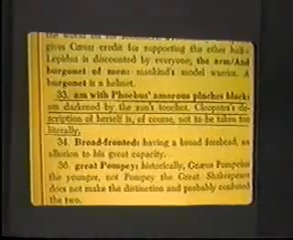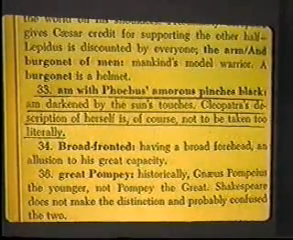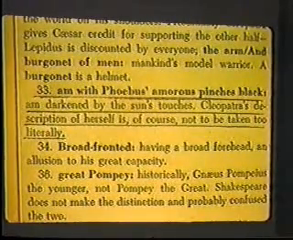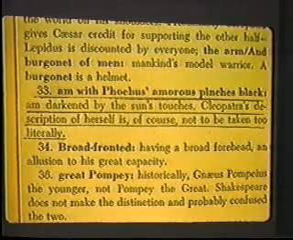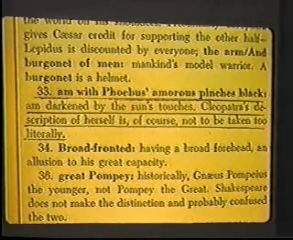Then he couldn't find Shakespeare when Shakespeare wrote in his Antony and Cleopatra, "I am with Phoebus' amorous pinches black. I am darkened by the sun's touches." Then he writes, "Cleopatra's description of herself is, of course, not to be taken too literally."